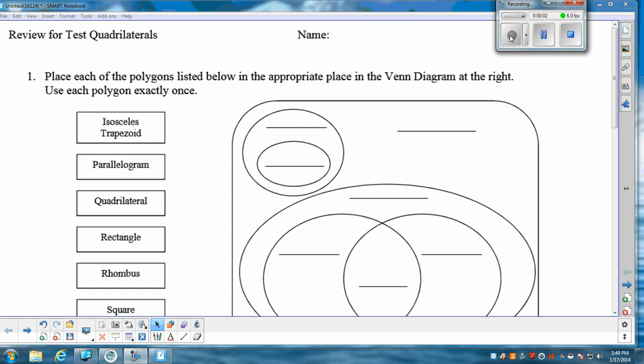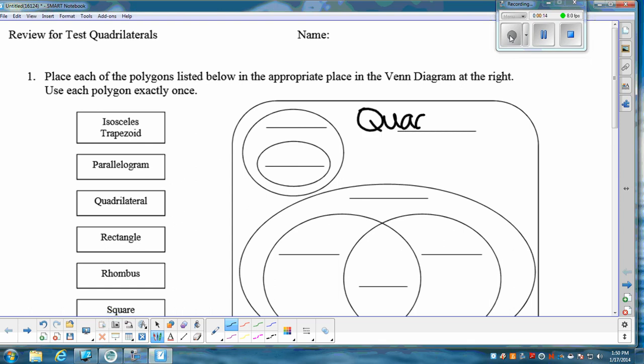All right, so today we are going to work on the review for our quadrilaterals test. So we start with our Venn diagram. The whole we're dealing with is quadrilaterals.